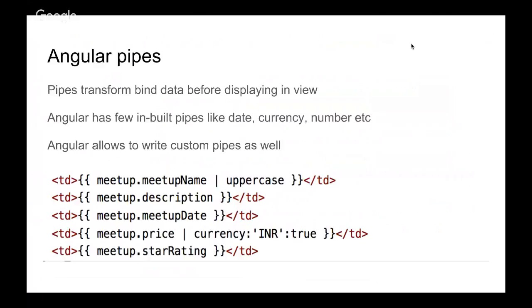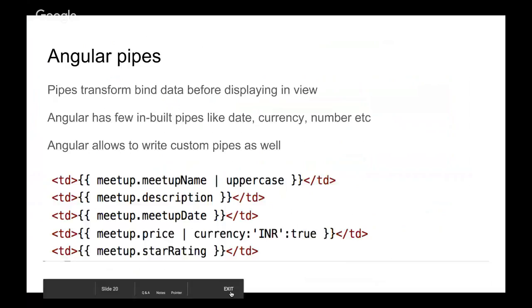If I want to show the price in a currency way, then I just have to say currency and Indian currency INR, true. So if I just say INR, it will say INR. And if I say INR 2, then it will display a symbol. So these are built-in pipes that Angular provides out of the box, and they are pretty simple to use. So we'll go ahead and use two pipes and we'll see how our application looks.